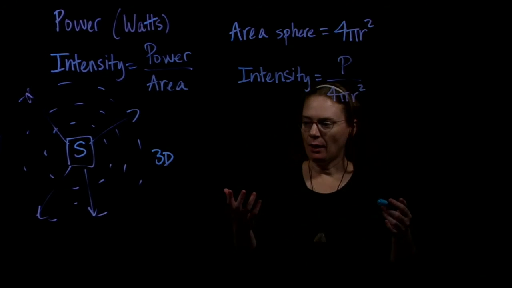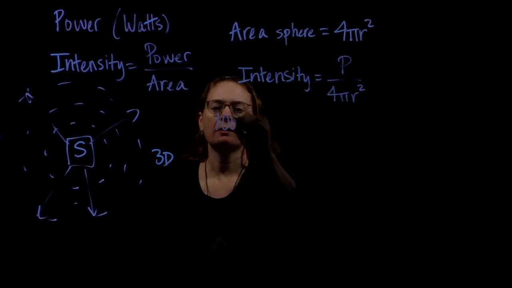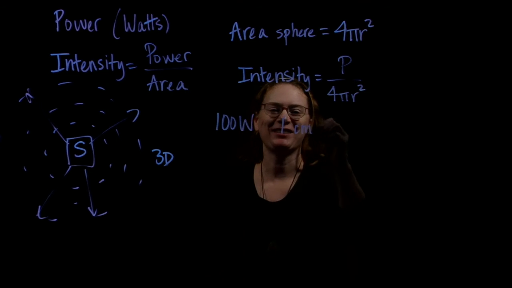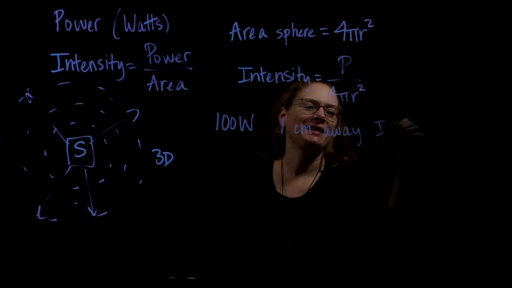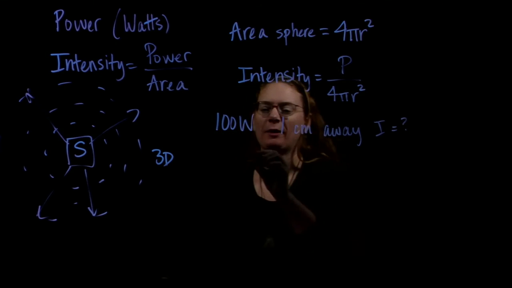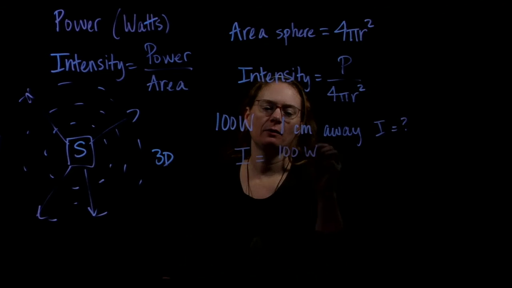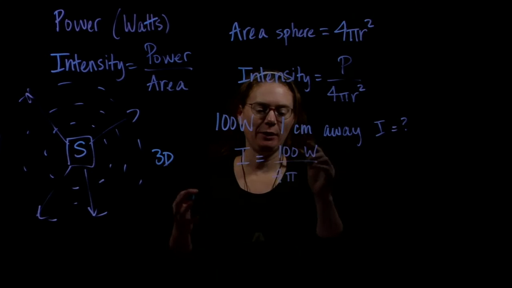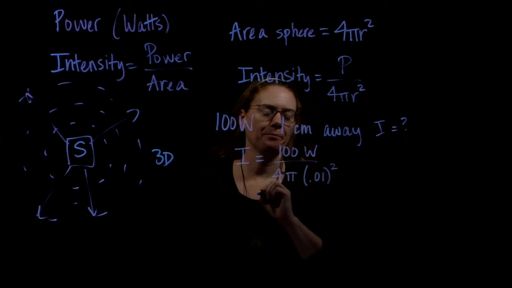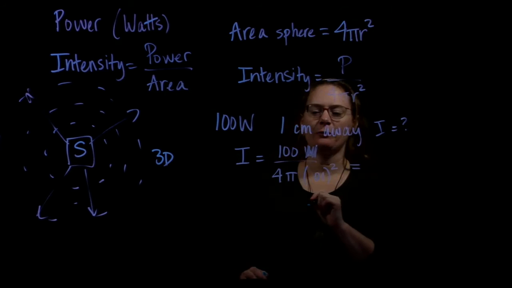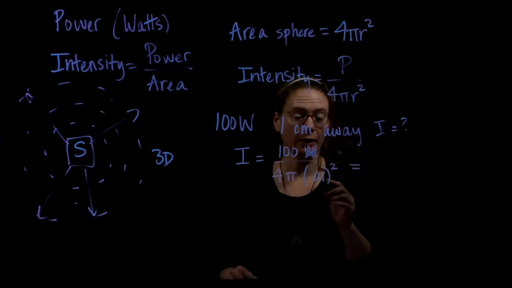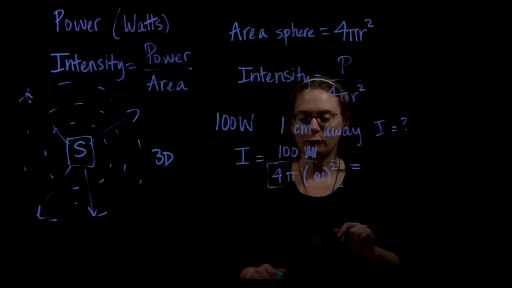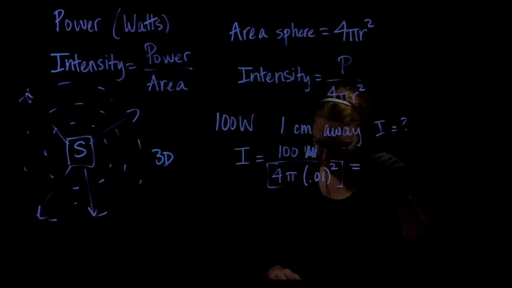So let's do an example. If we have a 100 watt light bulb, and we stand 1 centimeter away, close, what is the intensity? Intensity is power over 4 pi r squared, so it's going to be 100 watts over 4 pi r, and now be careful, centimeters, we have to convert to meters, 0.01 squared. And in your calculator, don't forget, put all of this in parentheses if you're doing it in one step. So 100 over 4 pi times 0.01 squared, I get a really big number. Oh my goodness.